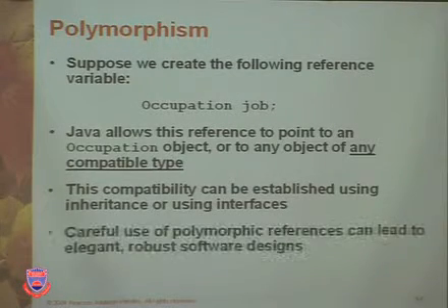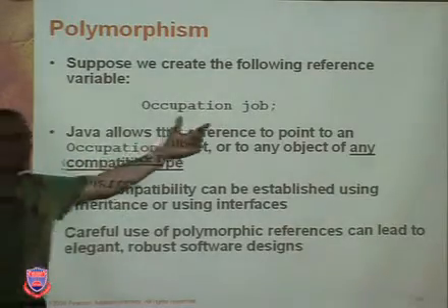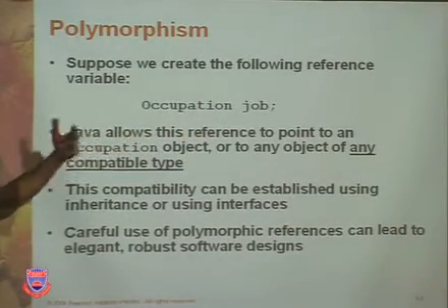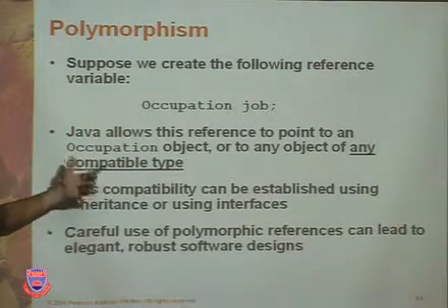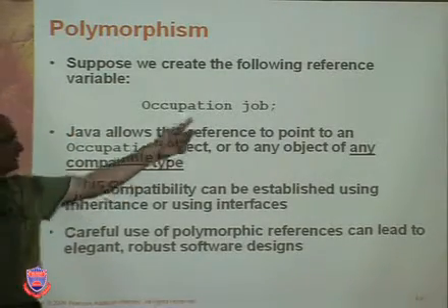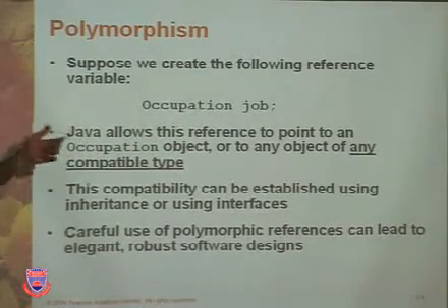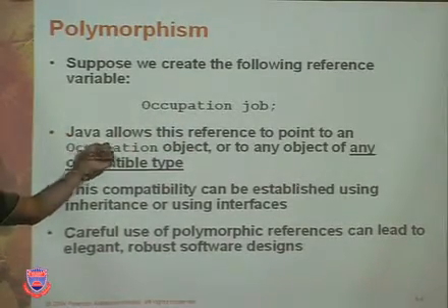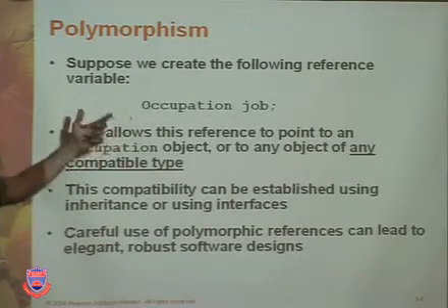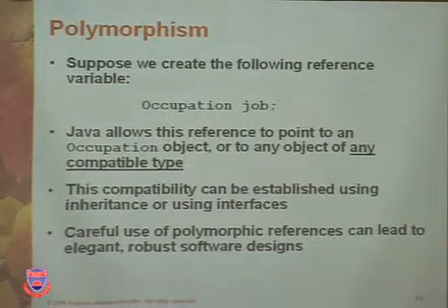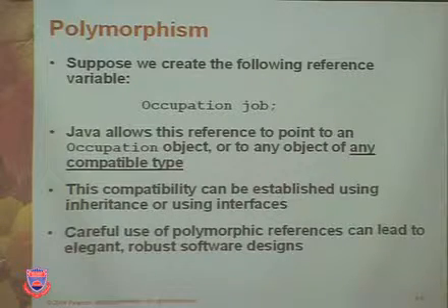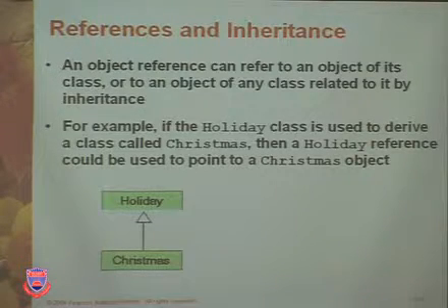If you look at the example here, occupation job, a reference to this job can point to any object that is compatible with the occupation type. If you have inherited classes that are part of occupation, then you can use those for referring to the same object, or creating an object that is referred by the same variable. That's possible to do. So you have to consider polymorphic execution, and based on the object it points to, you have to identify what actually is going to be executed.